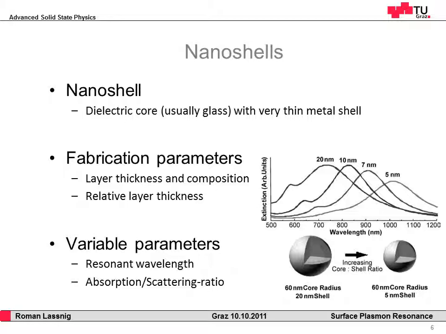Like you can see the extinction over the wavelength on the right side, and just by keeping the same 60 nanometer core and changing the shell radius from 20 to 5 nanometers, you shift about 300 nanometers in the main extinction peak. And of course, by changing those values, you can engineer first of all the resonant wavelength where surface plasmon resonance happens, and the ratio between absorption and scattering depending on what you want for your application, if you want more of absorption or scattering.